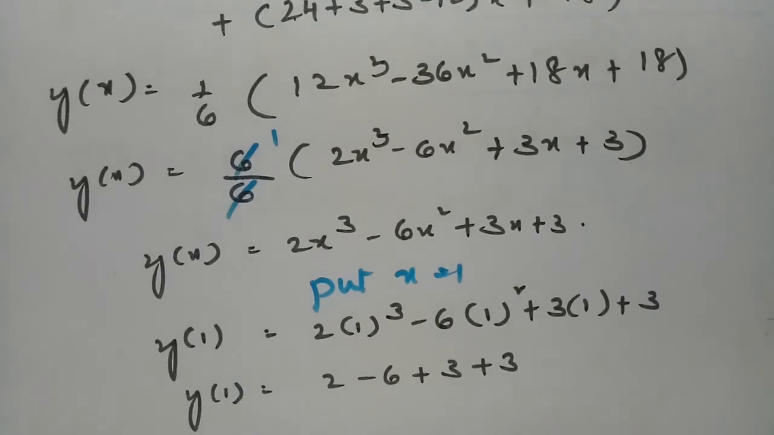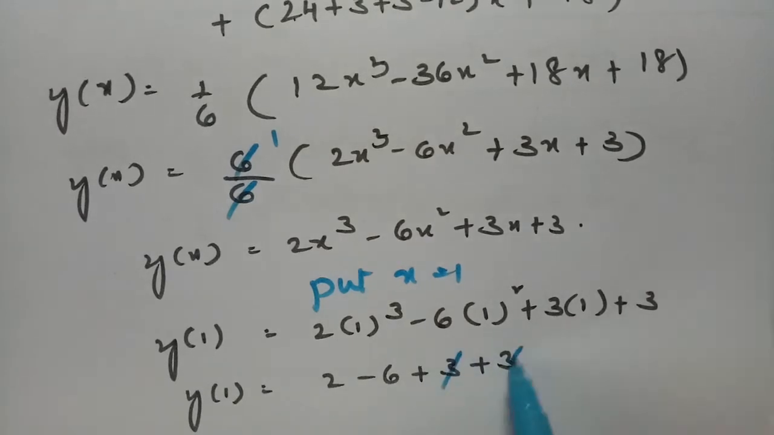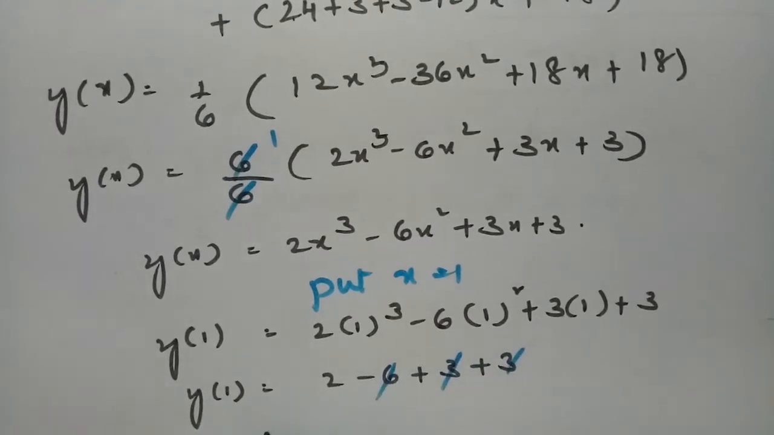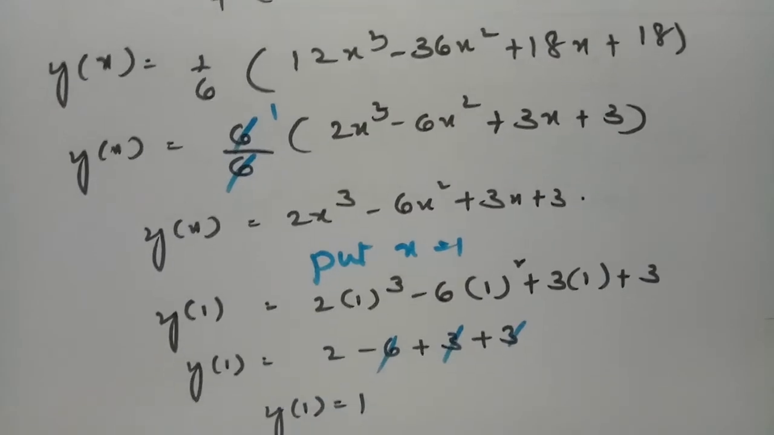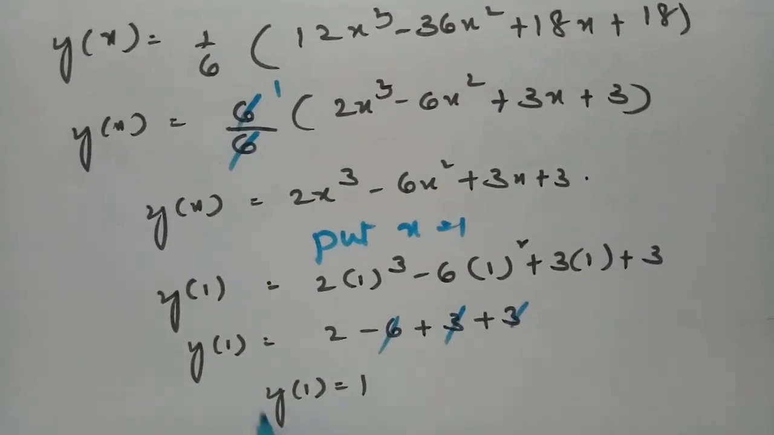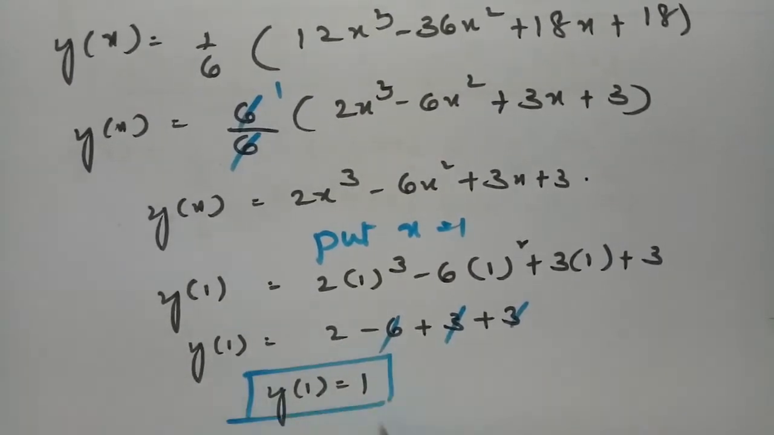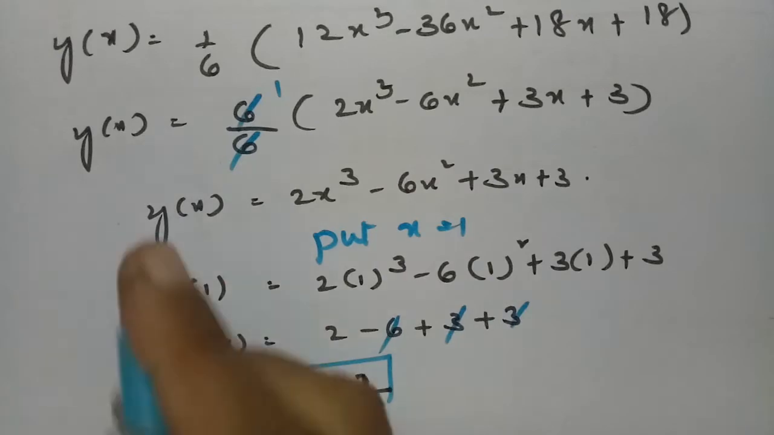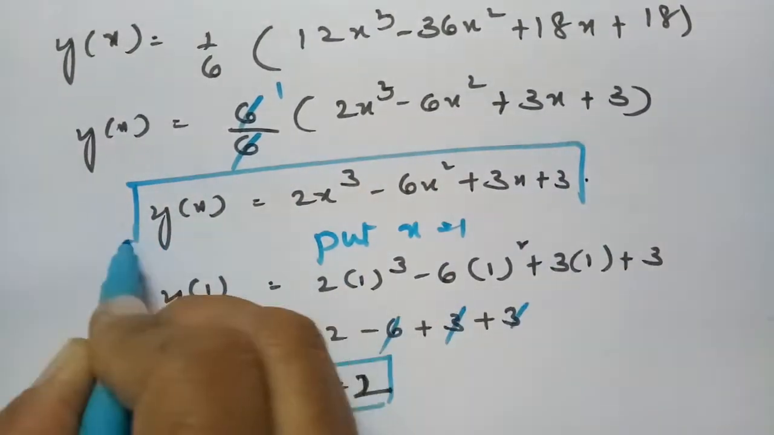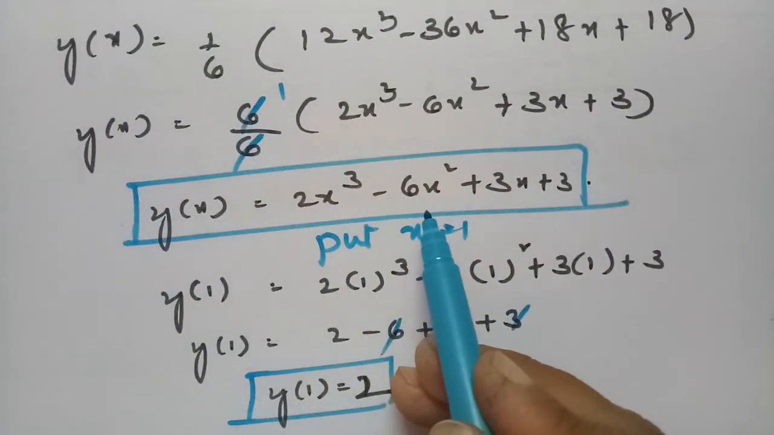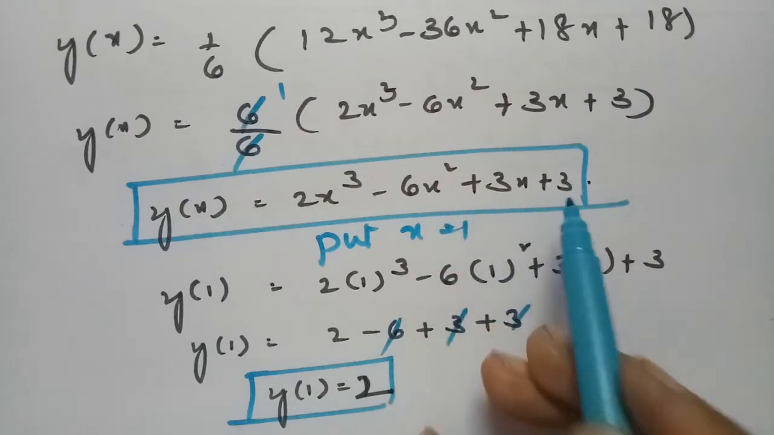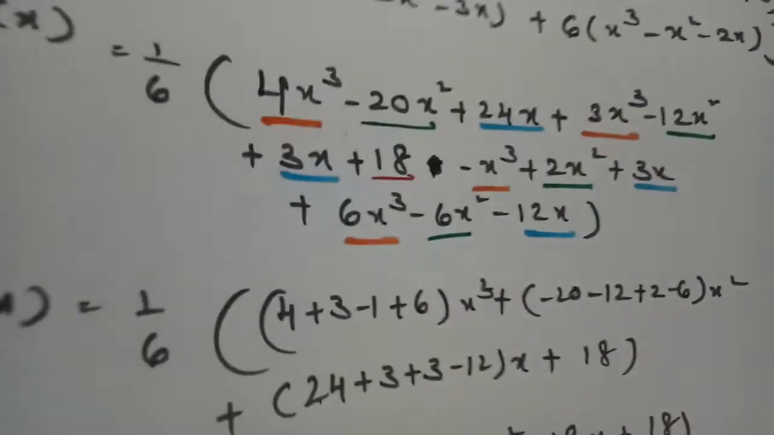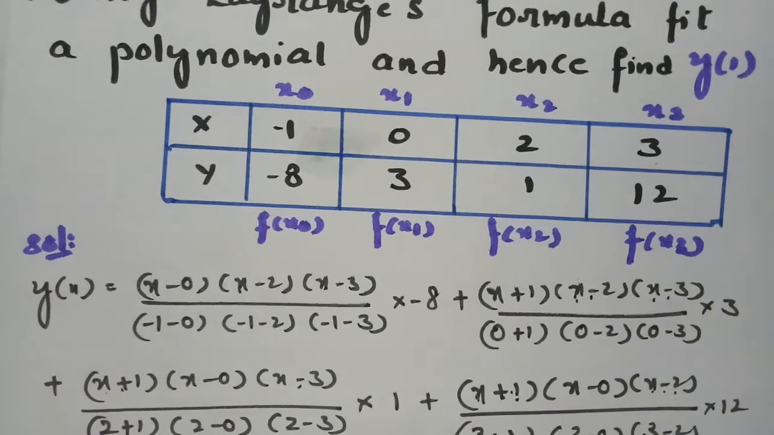If I cancel this plus 6 and minus 6, see here, the value here is y at 1 is equal to 2. So this is how we have to solve. So y of x is equal to, this is the Lagrange's polynomial, that is 2x cube minus 6x square plus 3x plus 3. And see here, let me show you the problem once again.